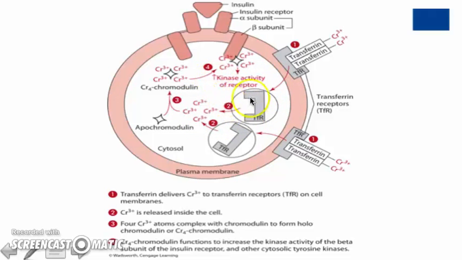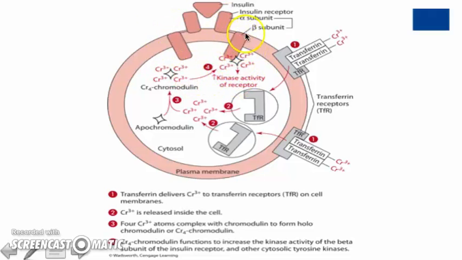The chromium released from the transferrin receptor binds to this apochromodulin, and this apochromodulin binds to the 4 chromium ions, then forming chromodulin. So chromodulin is apochromodulin bound to the 4 chromium ions, and then this chromodulin structure will bind to the beta subunit of the insulin receptor.